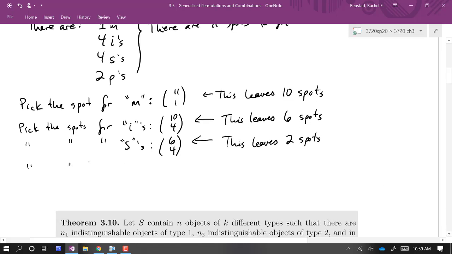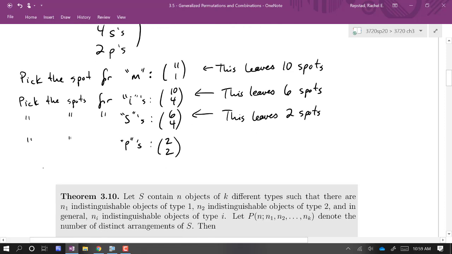And then we'll do the same thing, pick the spots that get the P's. Well, there's 2 spots left, and I've got 2 P's, so that's 2 choose 2. That accounts for all spots; they are now taken up. And now for the total number of arrangements, I'm just going to use the multiplication counting principle. The total number of arrangements is 11 choose 1 times 10 choose 4 times 6 choose 4 times 2 choose 2.